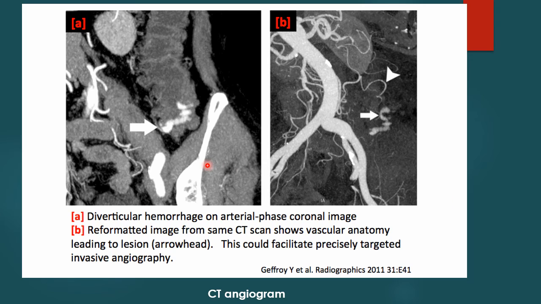This is a CT scan film, a CT angiogram film of a patient with lower GI bleed, where there's extravasation of contrast into the lumen of the descending colon. Okay, the arrow points to that here. That means there has been some bleeding in this part of the colon. Here again, you see the arrow showing extravasation of contrast into the lumen of the descending colon, which is a sign of bleeding in that area.